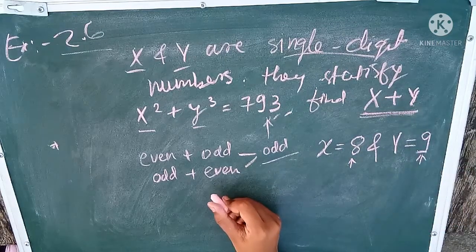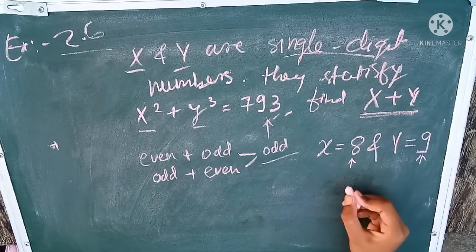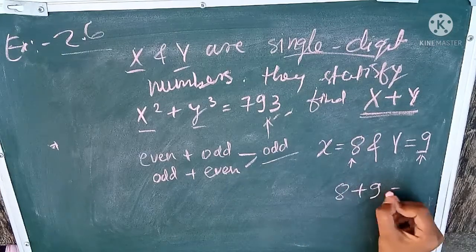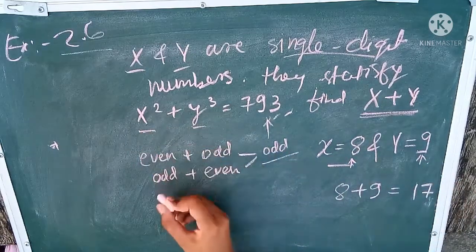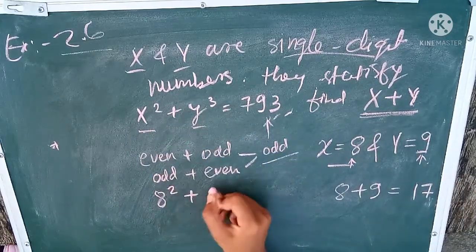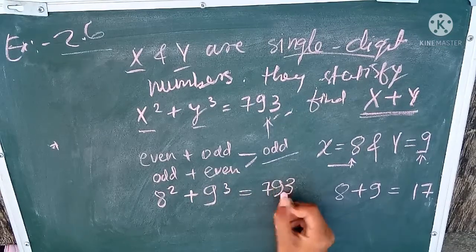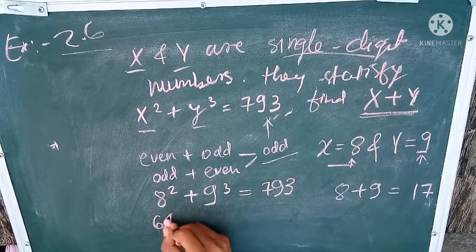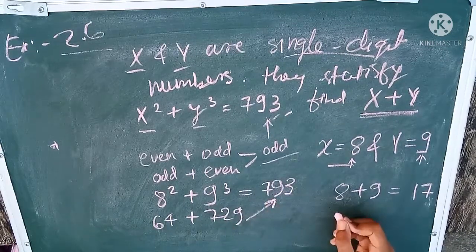So the sum of x plus y is 8 plus 9, which is equal to 17, and this also satisfies the equation which says that 8 square plus 9 cube is equal to 793. You can solve this: 64 plus 729 is equal to 793.